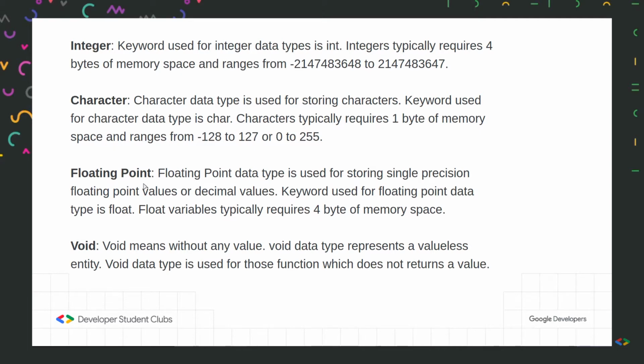Similarly, we have floating points. Floating points take 4 bytes of memory space, and they basically deal with numbers with floating values. So when we have decimal points in our data, we can use floating points. For storing numbers like say 3.141 or 2.3, when we have to deal with such numbers, we use floating points.